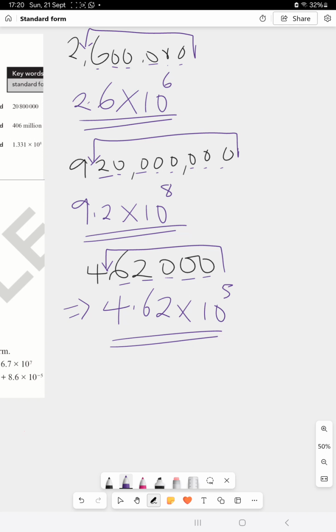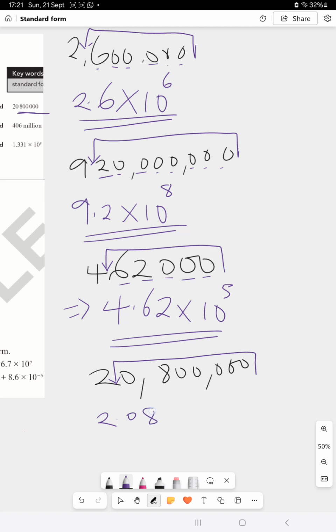And lastly, it's even up here. It is 20,800,000. We write this one in standard form. Again, we move the decimal from this point to this point here. And therefore, this will be 2.08 times 10 raised to 1, 2, 3, 4, 5, 6, 7. Power 7. And that is the standard form of that.